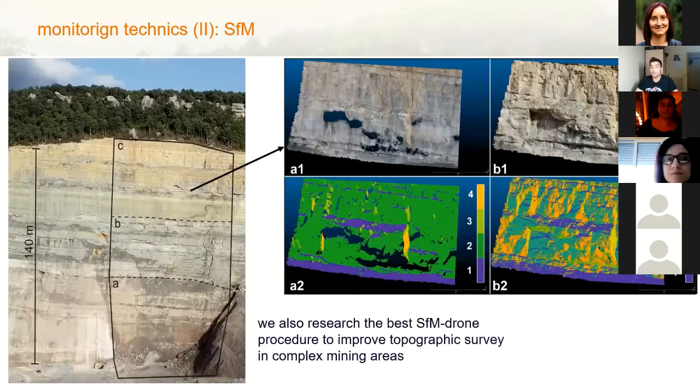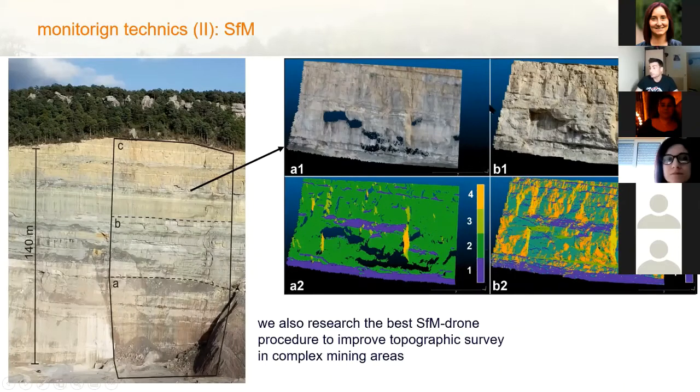We not only conduct structure from motion surveys to get topography and do stability analysis. We also conduct structure from motion surveys to research the best way to conduct those surveys. As I have told you, mining areas have a really complex topography, and traditional structure from motion workflows and drone flight patterns do not always offer the best results in a mining area. For instance, when we need to detect discontinuities to plan our reclamation projects, those traditional workflows don't offer good detail.